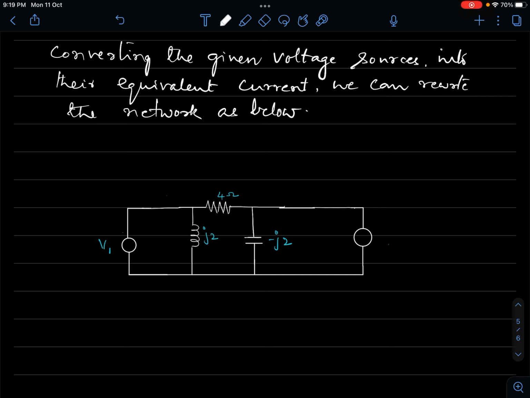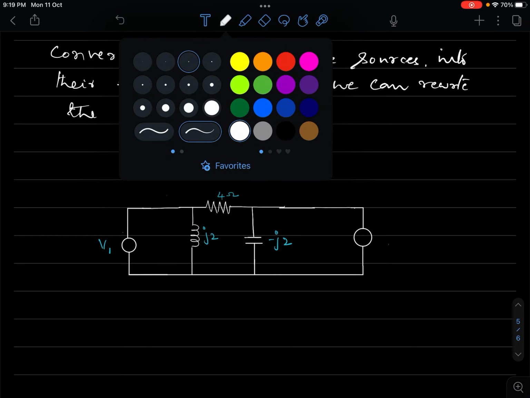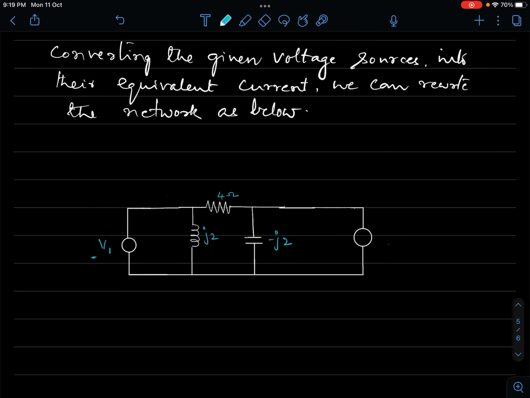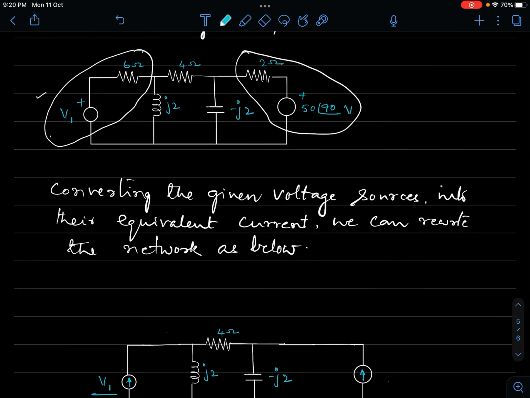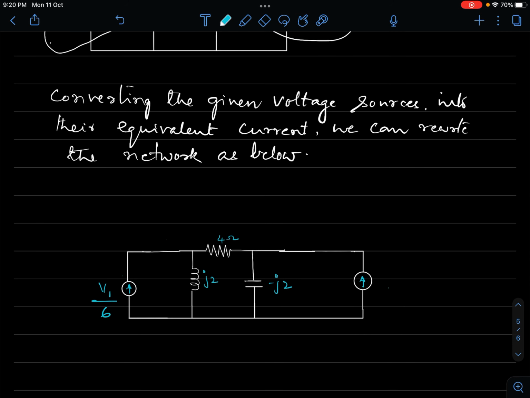So now the magnitude of this current source is V1 divided by 6 amperes of current. So I'll put the current source here. Similarly, the current source here will have a magnitude of 50 at an angle 90 divided by the resistance of 2 ohm. This will be the current. Or in other words, it is 25 at an angle 90 degrees amperes of current.